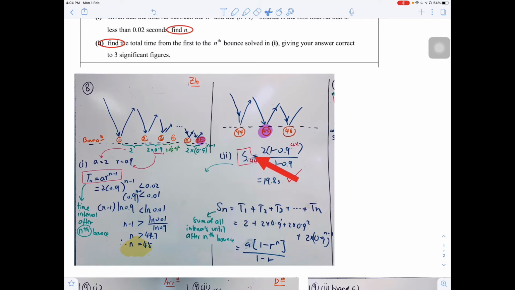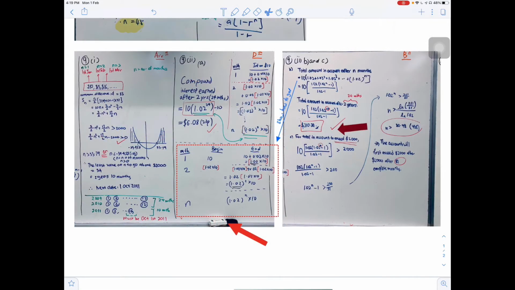Okay, so by right it should be S44, not S45. Now, I know some of you, when you do S45 and S44, the answer is still the same. The reason is the interval between T44 and T45 is so negligible.